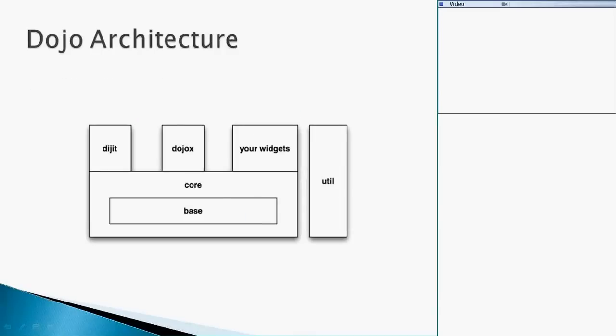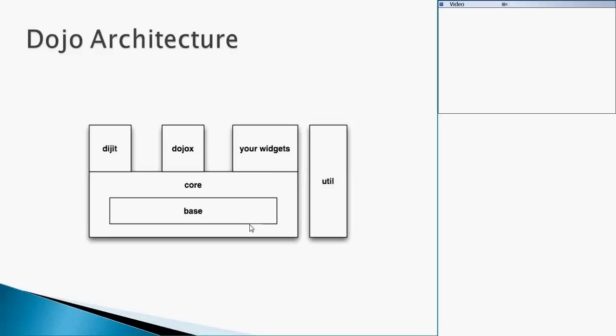So let's talk about Dojo architecture. As we saw in the folder structure, there were 3 folders: Dojo, Digit, and Dojo X. The Dojo folder itself contains 2 things: Dojo base and Dojo core. They're like groups. The base is the basic group, which you need anyway because it's the core functionality of the Dojo library. You can't cut it down further. You have to load the base in the browser if you are using Dojo.